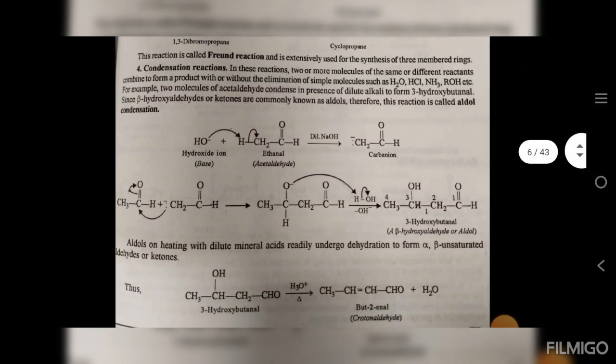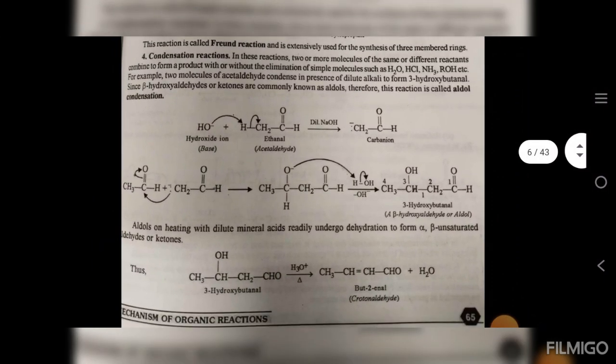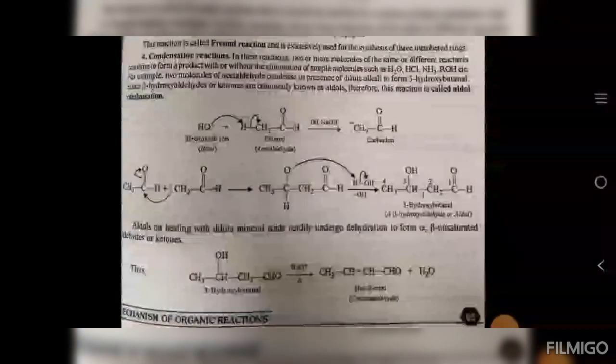Condensation reaction. In these reactions, two or more molecules of the same or different reactants combine to form a product with or without the elimination of simple molecules such as H2O, HCl, NH3, ROH, etc. For example, two molecules of acetaldehyde condense in presence of dilute alkali to form 3-hydroxybutanal. Since beta hydroxy aldehydes or ketones are commonly known as aldols, this reaction is called aldol condensation.